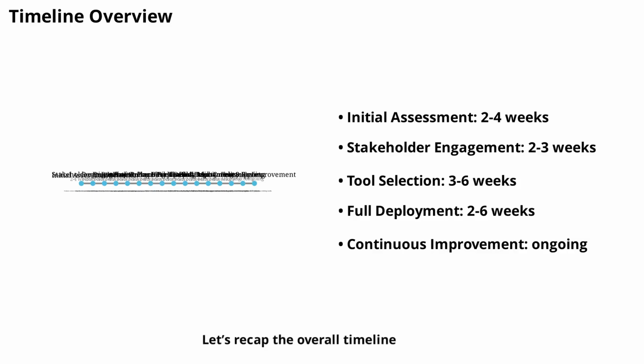Let's recap the overall timeline. From initial assessment to full deployment and ongoing improvement, a realistic DLP implementation typically spans 4 to 8 months. Each phase builds on the last, ensuring a structured and manageable rollout. Remember, timelines can vary based on organization, size, complexity, and regulatory requirements.